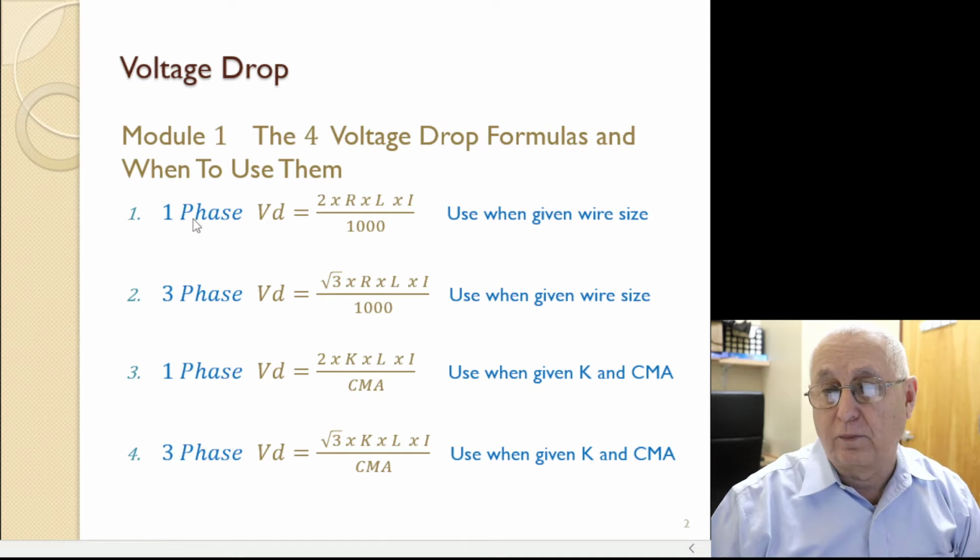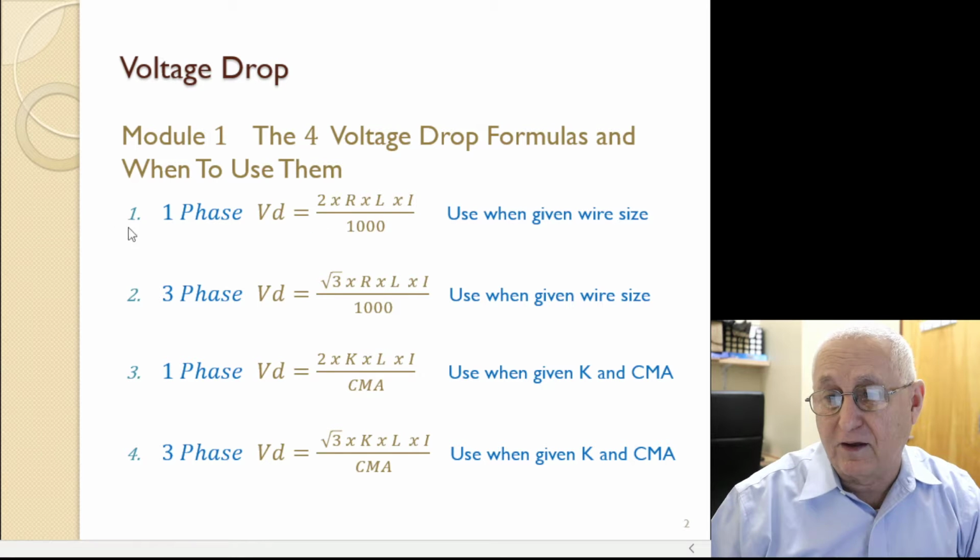Here are the 4 formulas. The first formula, number 1, is a single phase voltage drop that we use when we're given the wire size. It is voltage drop VD equals 2 times R times L times I over 1,000.